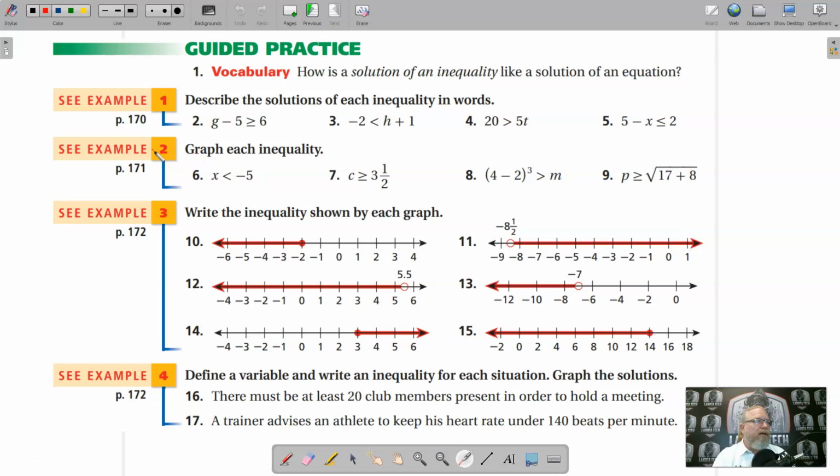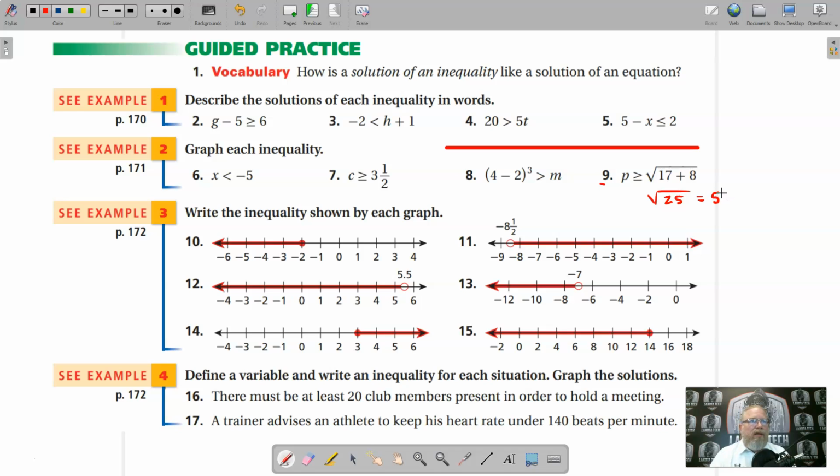In section 2 here, graph each inequality. Well, we could do an example on that. Let's put our number line here. Let's try this one over here, number 9. This is a square root thingy. This might look complicated at first, but let's simplify it. 17 plus 8 is what? 25, right? Square root of 25. We know that 5 times 5 is 25, so the square root of 25 is 5.